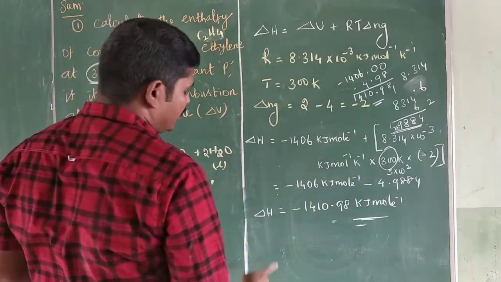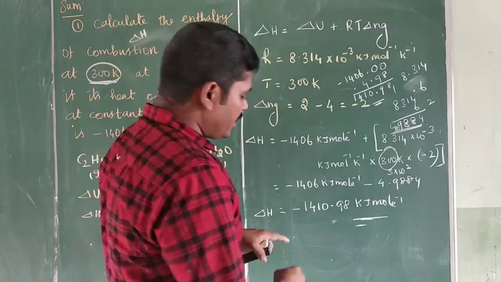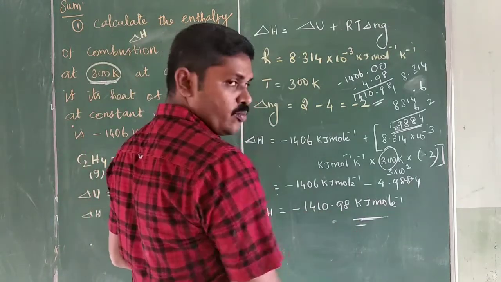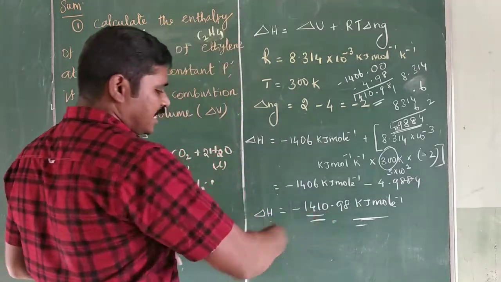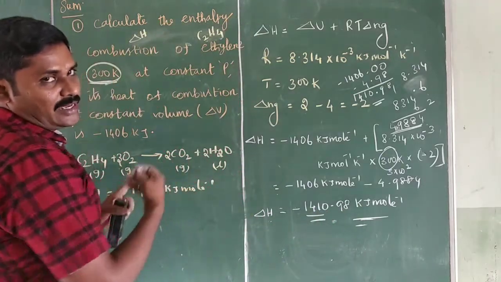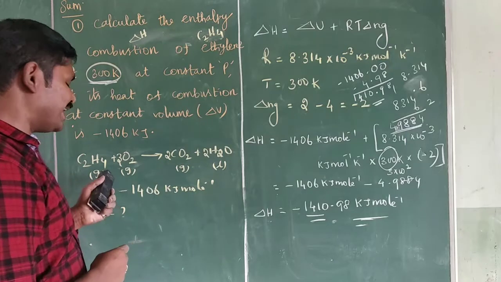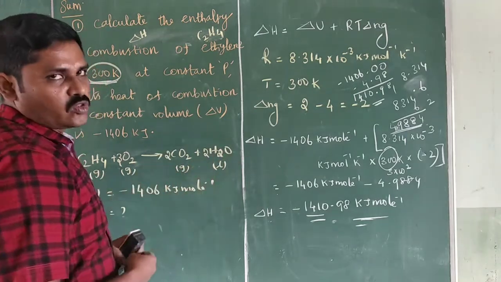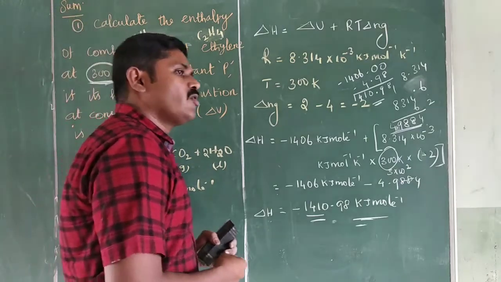The enthalpy of combustion of ethylene is equal to minus 1410.98 kilojoule mole inverse. So the del H value is negative, so it is an exothermic reaction. The combustion of ethylene is exothermic. So all combustion reactions are exothermic reactions. Okay, students.